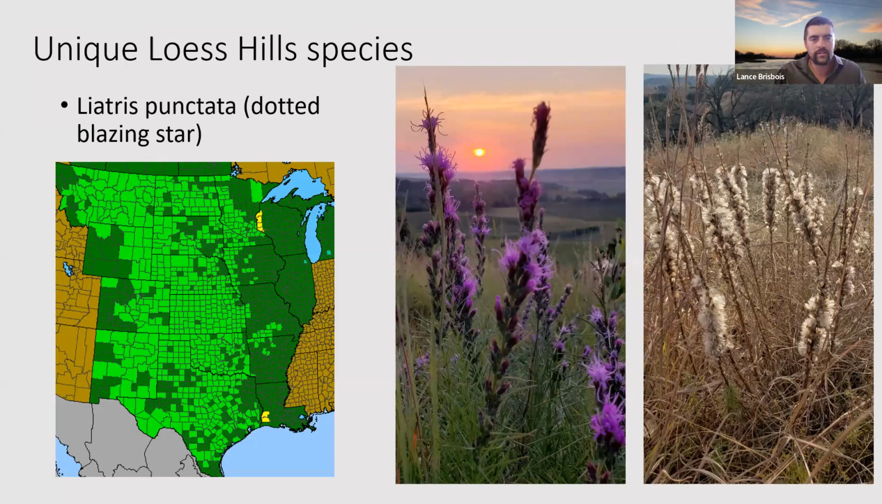Dotted blazing star, a few more counties in Iowa besides the Loess Hills, but this is an interesting one. In a lot of the Loess Hills prairies you don't see the prairie blazing star, but you'll see punctata more often. And then if you go east, it's the opposite.